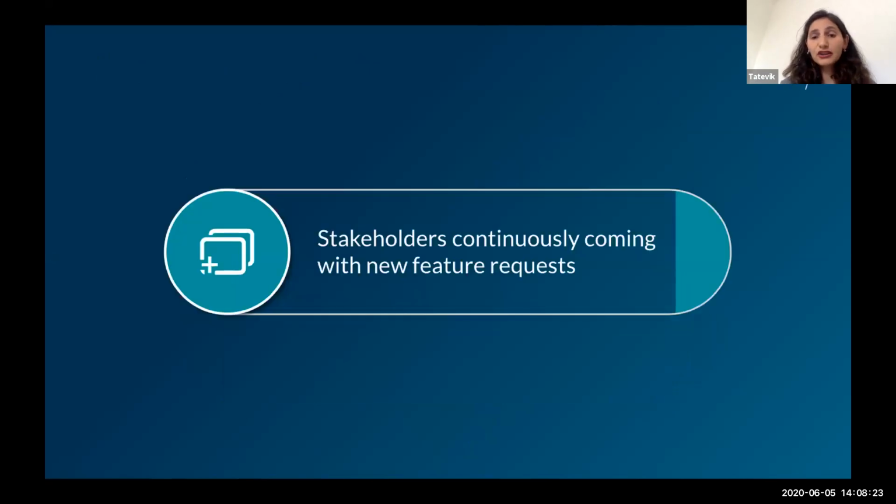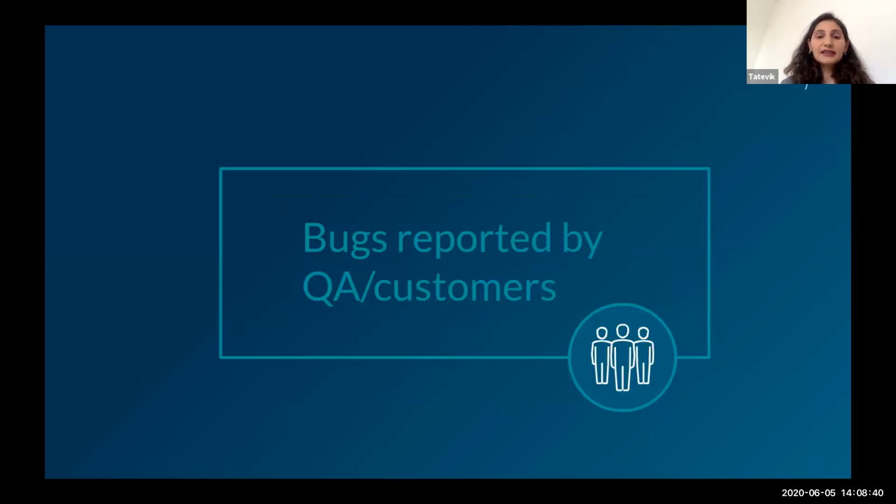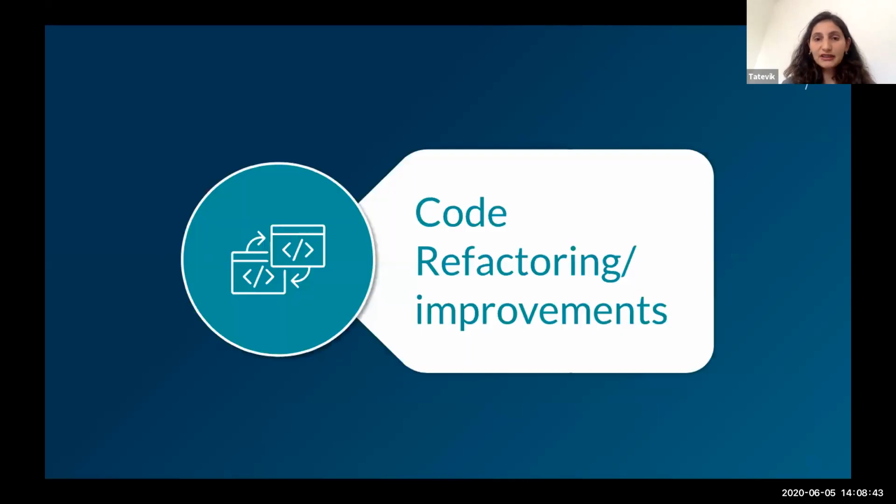And then you have different stakeholders continuously coming with new feature requests and different tasks, and you have a backlog of a million things, or at least requests coming from all over the place. You have bugs reported by QA and customers, and you have code refactoring improvements, and you need to deal with all of this. We need to somehow optimize the workflow in a way that everyone will benefit. And in the end, you will have some releases to customers, and you will have some success in the project.